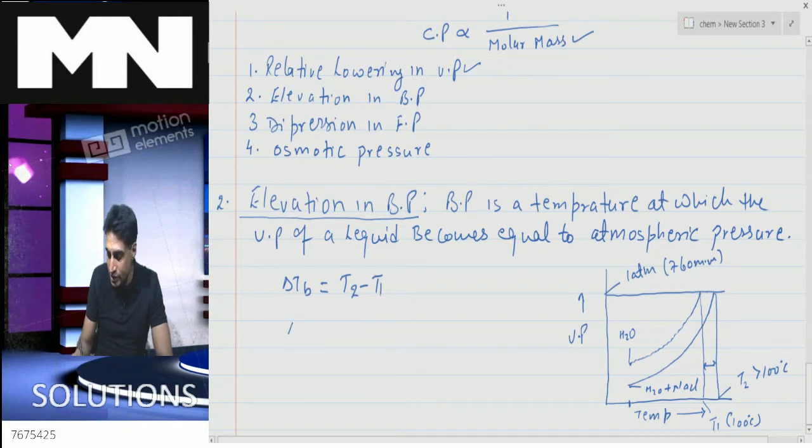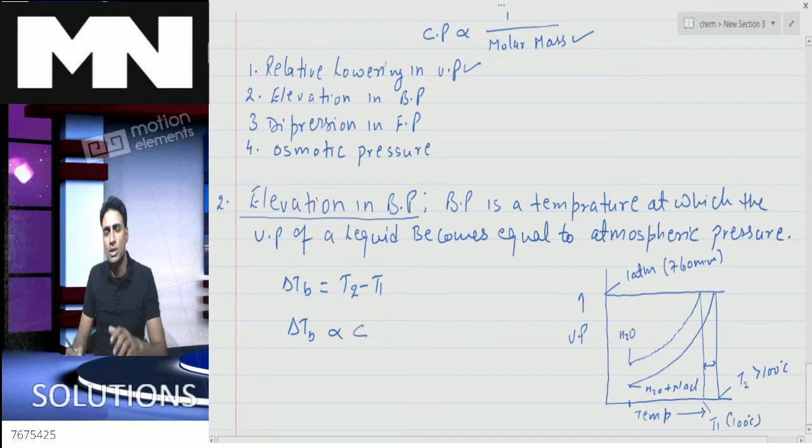We say that elevation in boiling point is directly proportional to concentration, because the more salt you add, the lesser will be the vapor pressure like this, and hence there will be more elevation in the boiling point. So there will be an elevation which is directly proportional to the concentration. Now since there is a large change in temperature, we choose a concentration expression which does not change with temperature. That is molality. So I can say delta Tb is directly proportional to molality.